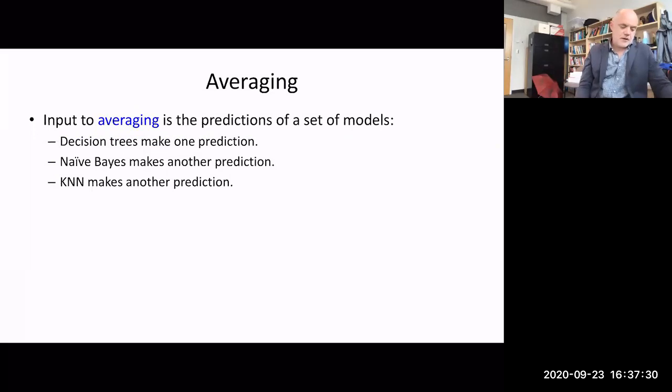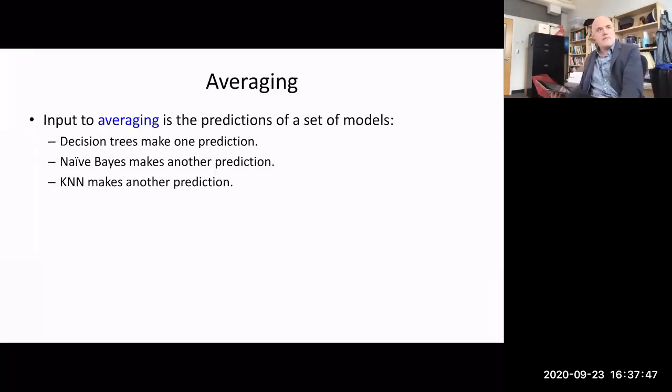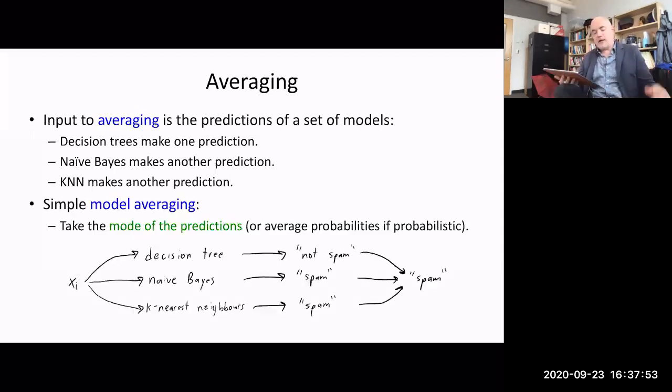So the input to an averaging ensemble method is the predictions of a set of models, right? So for instance, you have some classification task, a supervised learning task, and you train a decision tree, a naive Bayes classifier, and a k nearest neighbors classifier, and you use each of the trained models to make a prediction. Simple model averaging just says, okay, run each of these trained models, the decision tree, the naive Bayes model, the k nearest neighbors model, and take the mode of the prediction. So the decision tree for the email example produces not spam, the other two produce spam, the mode of that is spam, great, okay?